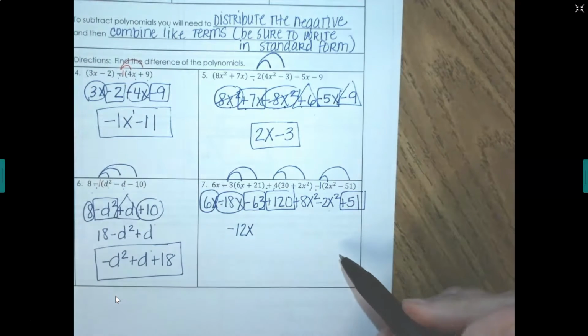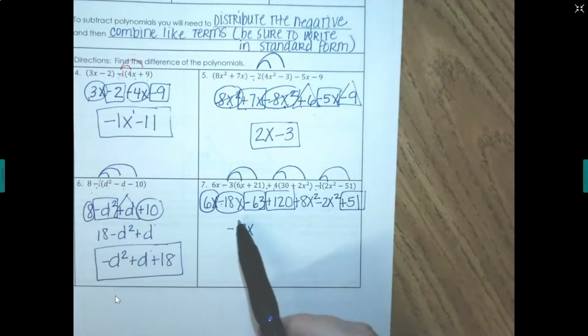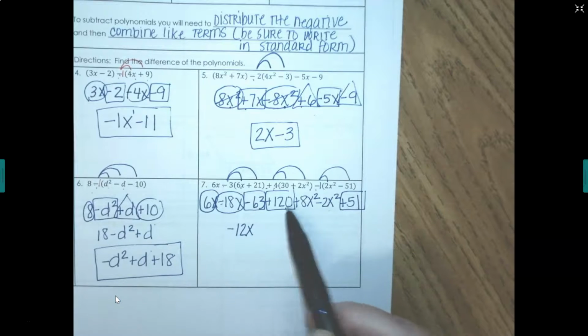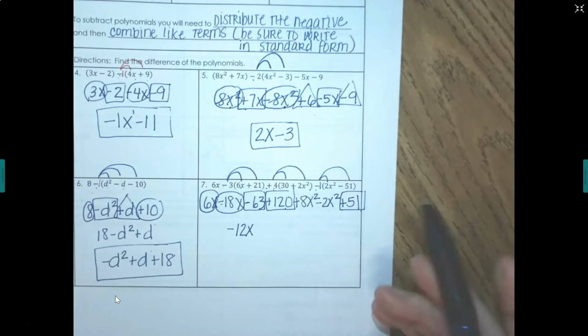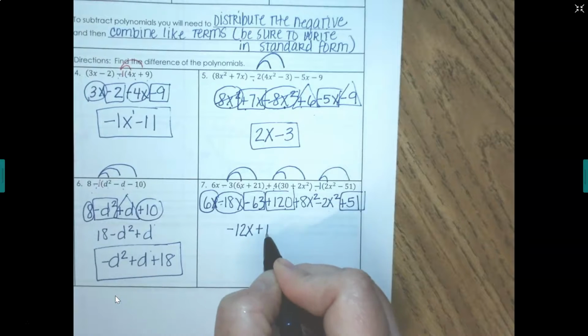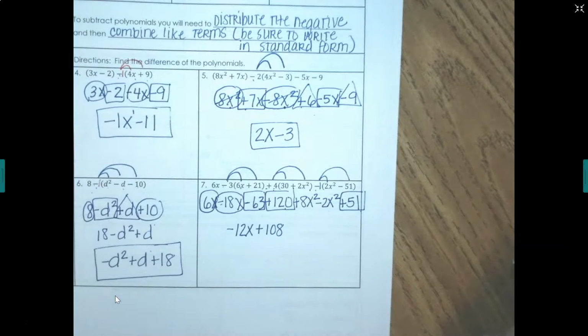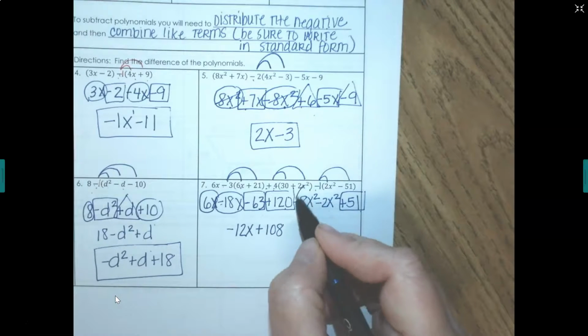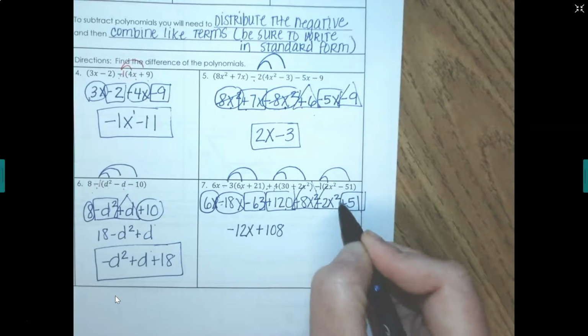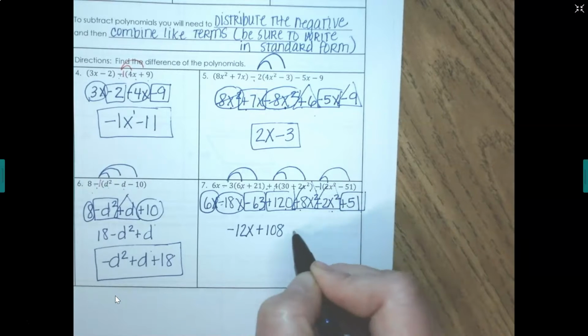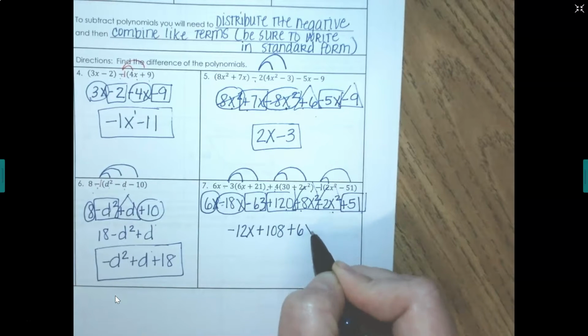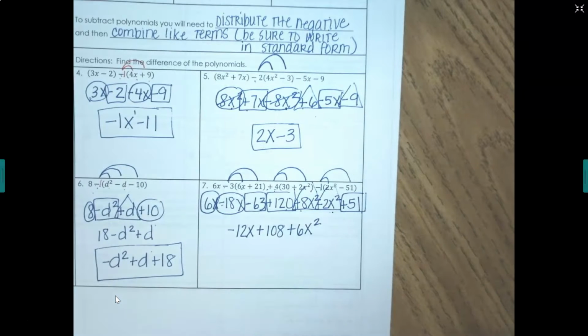So I did use my calculator here. I took my calculator out and I put in negative 63 plus 120 plus 51, and I got a positive 108. And then I have two terms left that are alike. 8x squared minus 2x squared is a positive 6x squared.